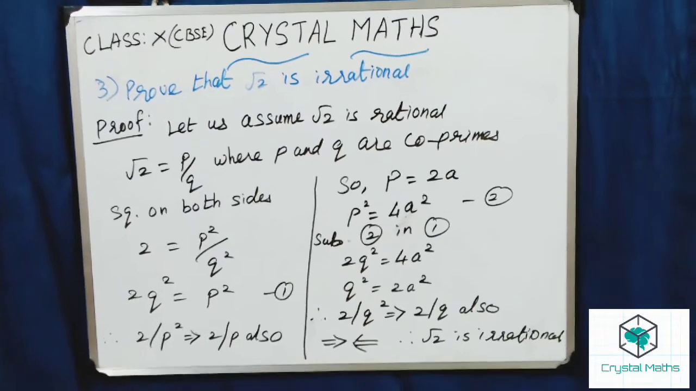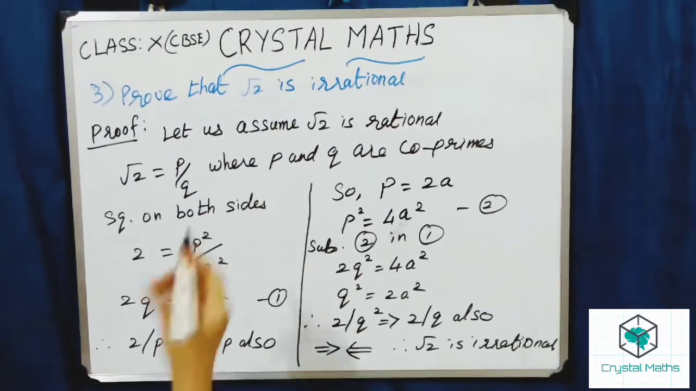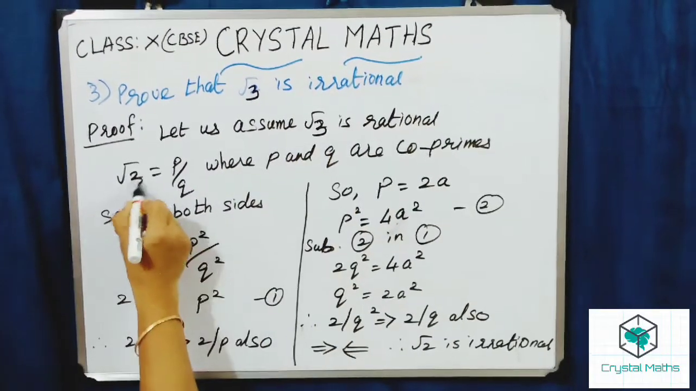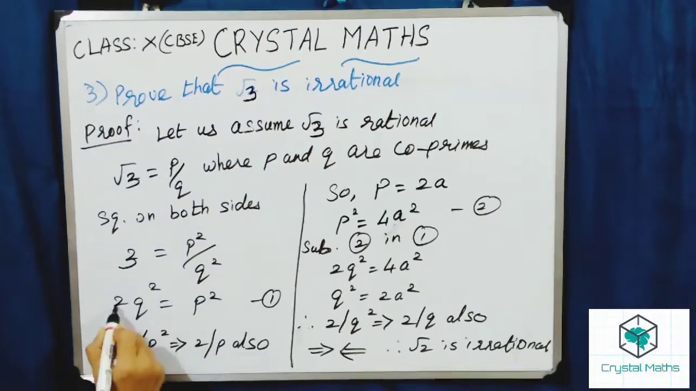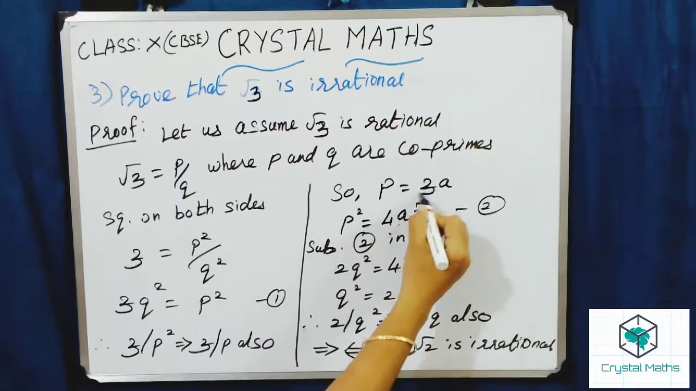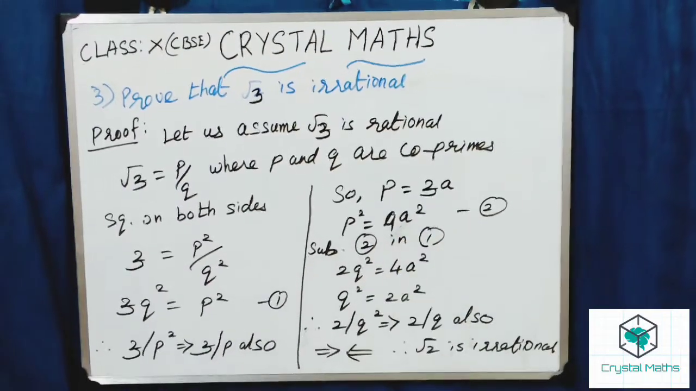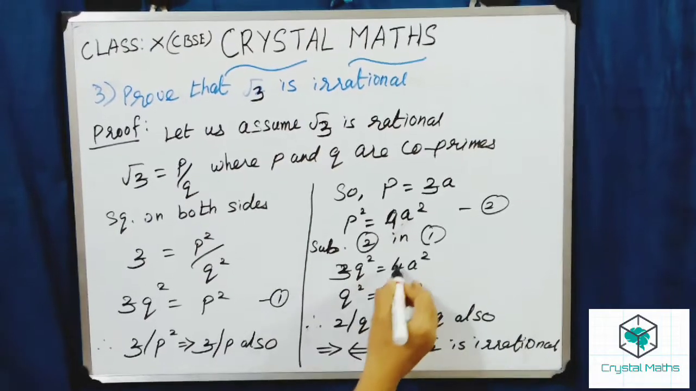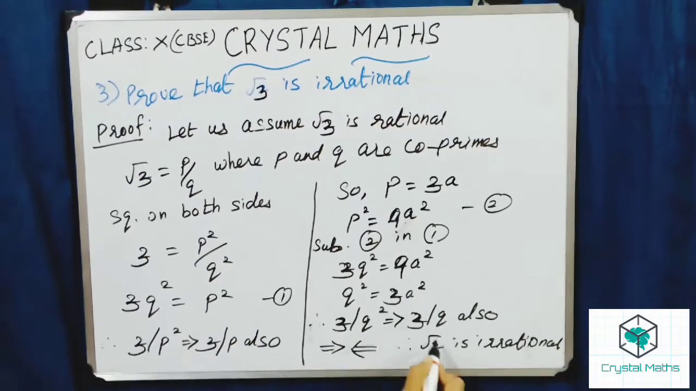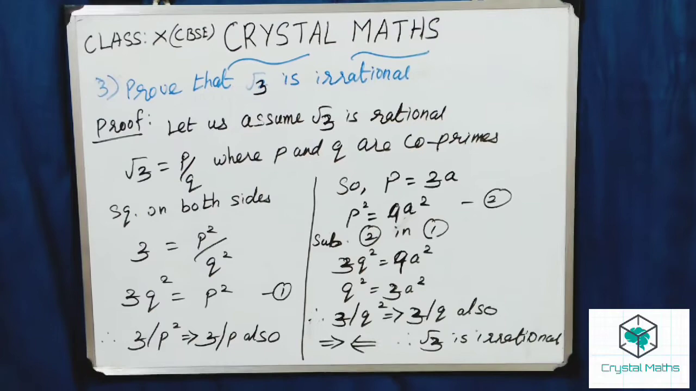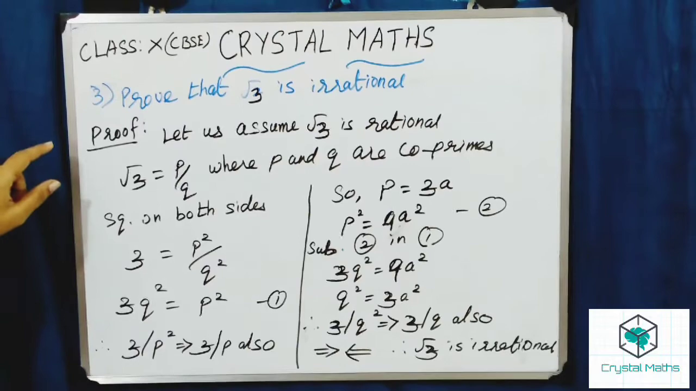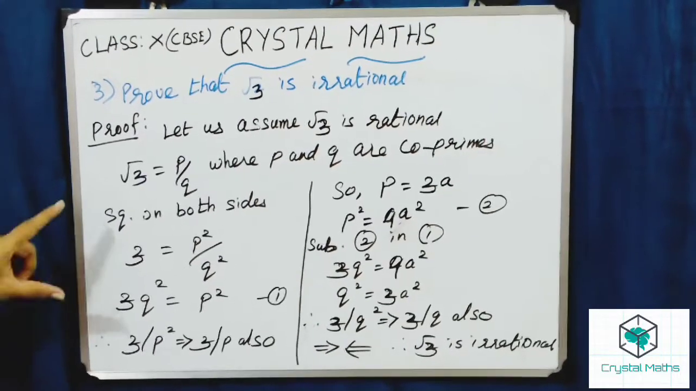In the same way we can prove it for root 3 also. If we take root 3, the 3 alone will change. Here 3, here 3, 3, and with squaring we need to remember to write 9, and here 3 and here 9. So 3, 3, 3. This is the difference between root 3 and root 2. Similarly we can prove for root 3, root 5, root 7, root 11, any such number.